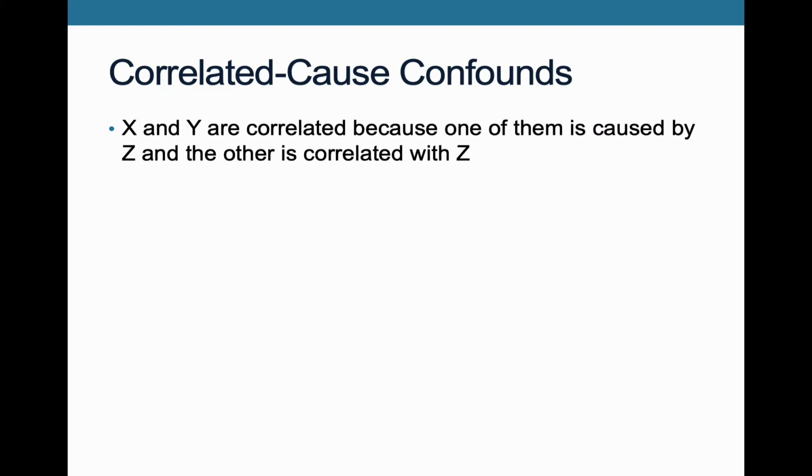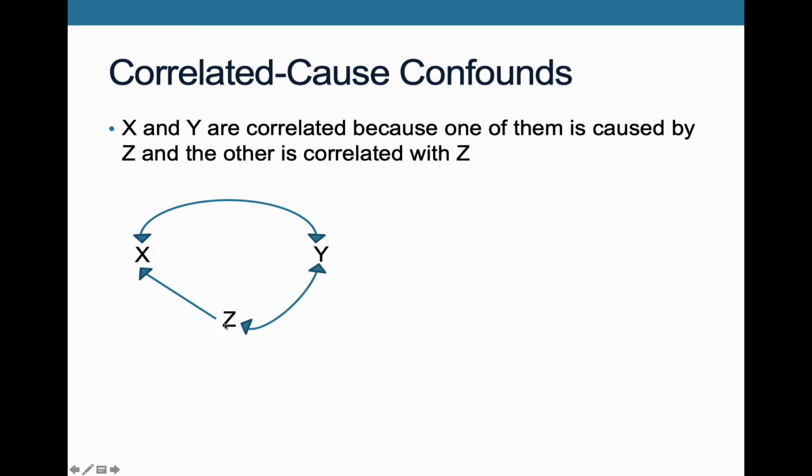With a correlated cause confound, x and y are correlated with one another because one of them is caused by z and the other one is just correlated with z. This means that they don't all have the same shared cause, but there's something going on where one of them is definitely caused by z, and that makes the relationship between x and y something that is interfered with by the confound.